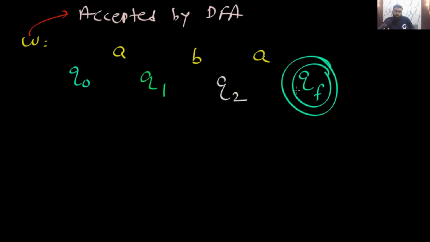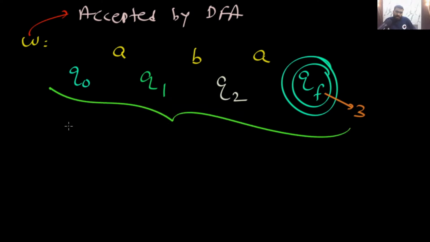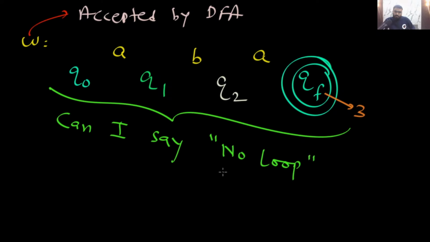Let me use Q2 and Q3. Let's assume Q3 is the final state. So now, can I say I have avoided all the loops? Very interesting thing is coming. Can I guarantee that there is no loop? Can I say there is no loop on the path from the initial state to some final state?